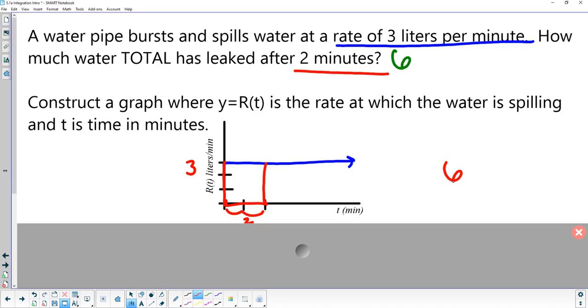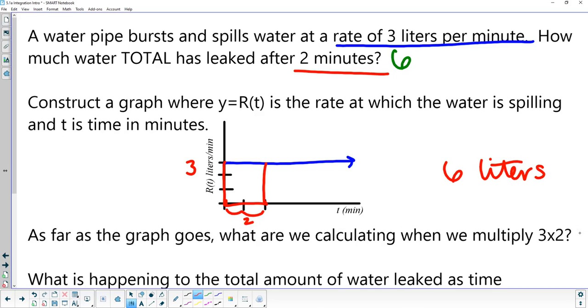Okay, and by the way, the units would match as well, right? Because you would get 2 minutes times 3 liters per minute. The minutes would cancel, and you'd be left with liters, right? So again, what are we calculating here? What geometrical aspect? Area, right? We found that area. And if I kept going, like if I added more time, what would happen to the total area? It would increase, absolutely.